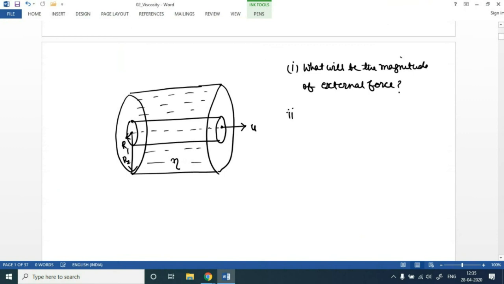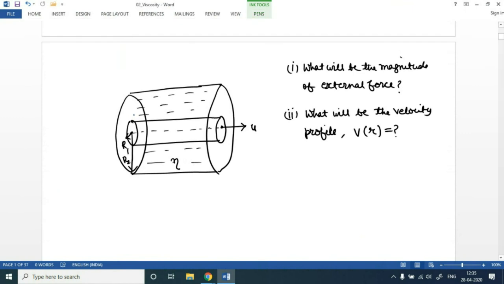And the second thing, what will be the velocity profile? For example, we want velocity as a function of r, where r is the distance of any thin layer of liquid from the axis of this tube. So we want to answer these questions. How are we going to deal with this? Let's try to analyze.